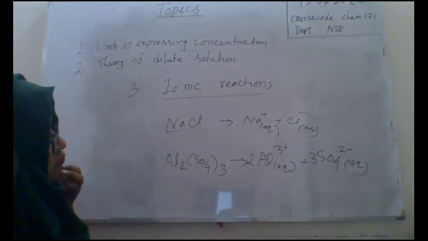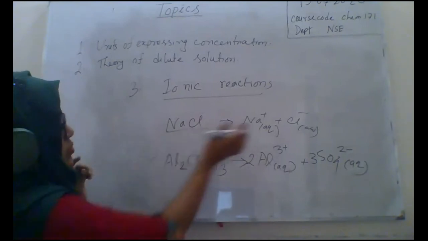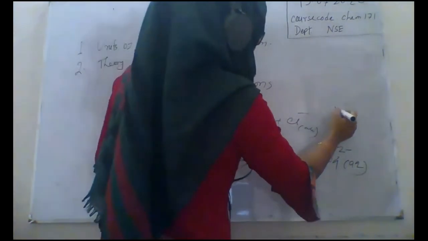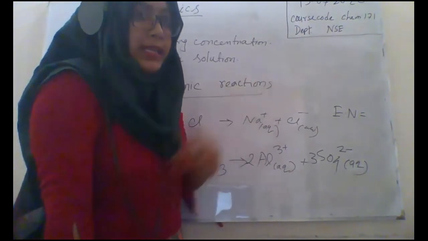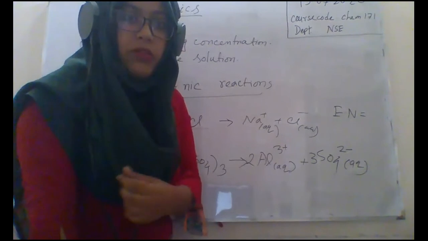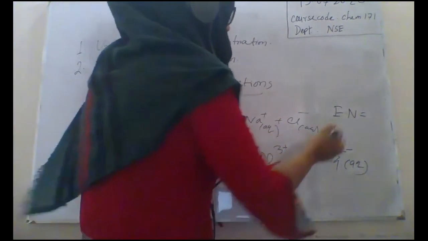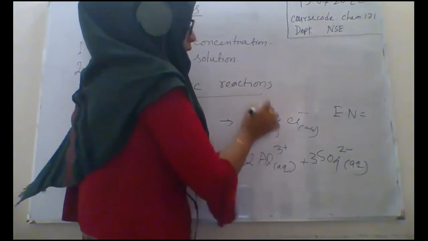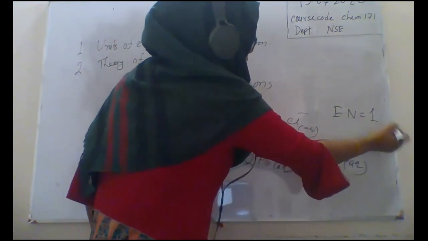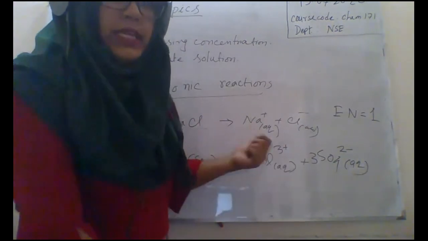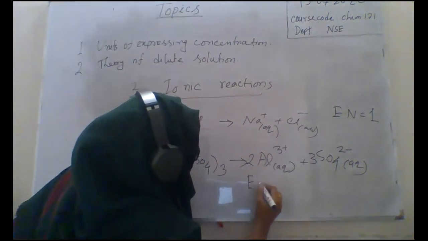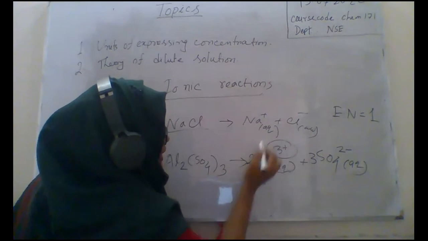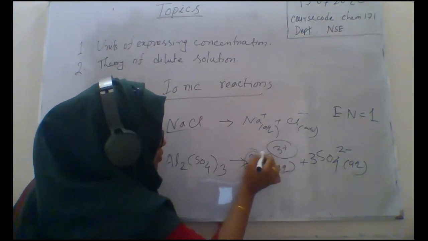So here for this one, the equivalent number is the number of ions. It can be anion, it can be cation. So here you can calculate only one thing, anion or cation. So the number of anion is 1. It is the equivalent number for this one. What is the equivalent number of this one? Here 3, but only 3 for 1 aluminium.